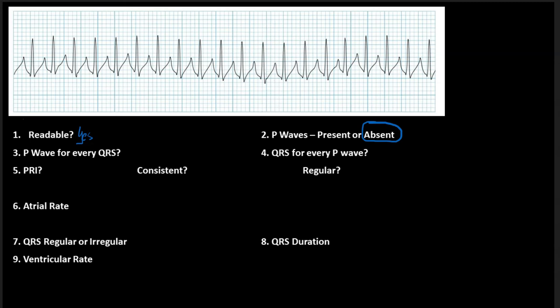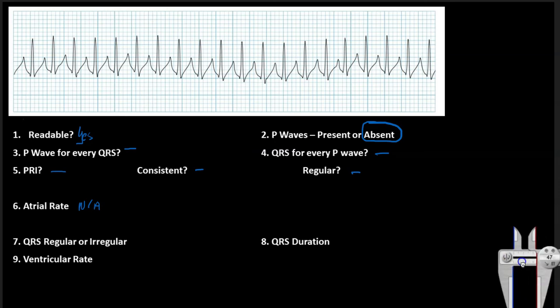So if I'm looking here, there is not a P wave for every QRS, I can't answer that. I can't tell whether or not there's a QRS for every P wave. A PR interval, I can't tell because there's nothing there, as well as being consistent and regular. So I cannot get an atrial rate at this point because I can't find something that looks like a P wave. But what I can do is take a look at my ventricular aspect of things.